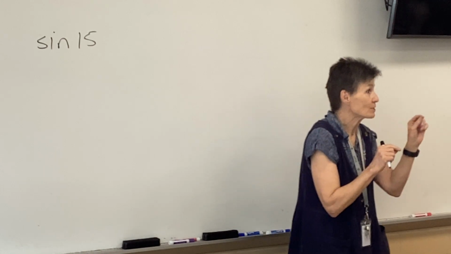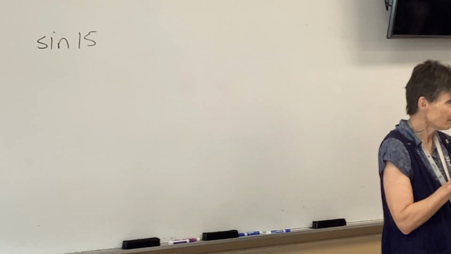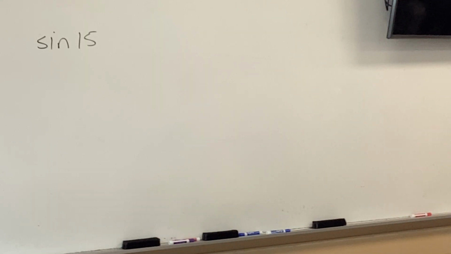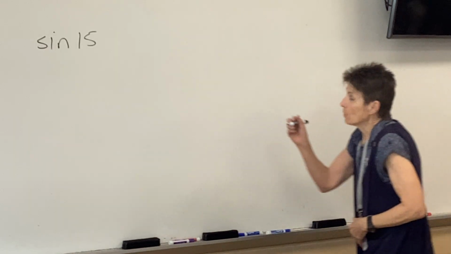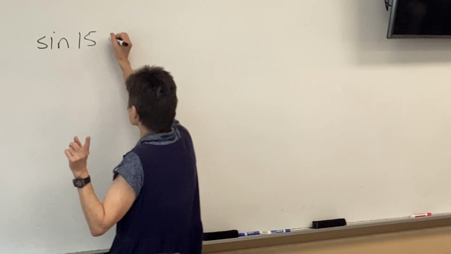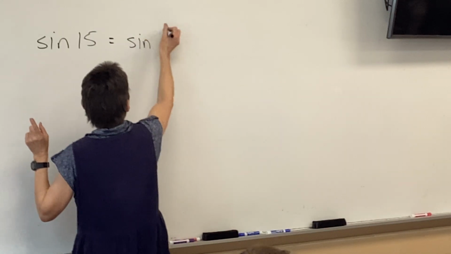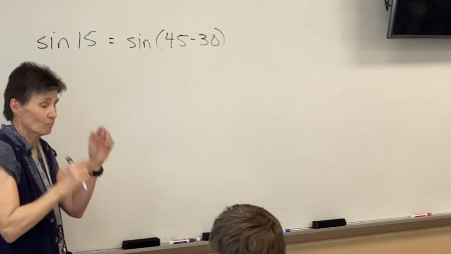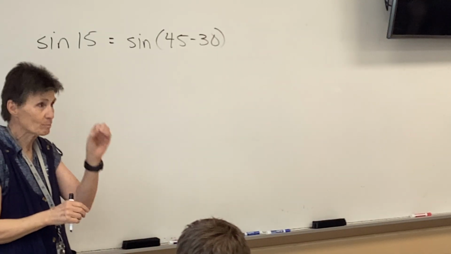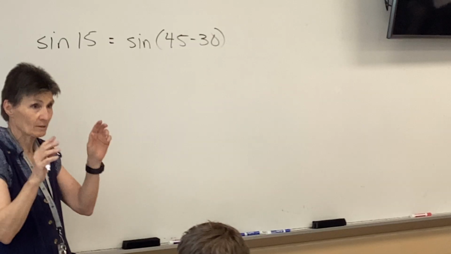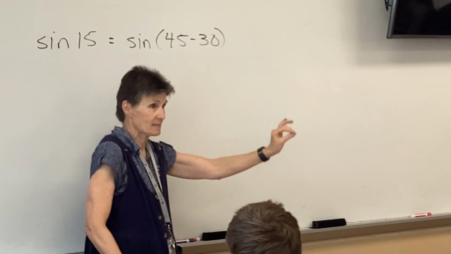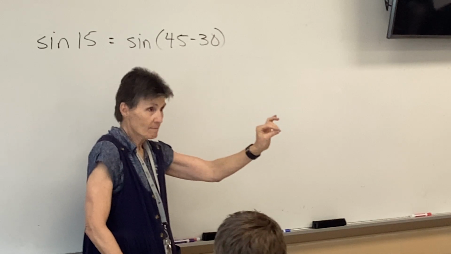So in other words, I can rewrite 15 as two of my special angles. I could add them or subtract them either one. In this case, I'm going to be subtracting. Today we're only adding or subtracting our special angles. And one more time, our special angles are 30, 45, and 60.